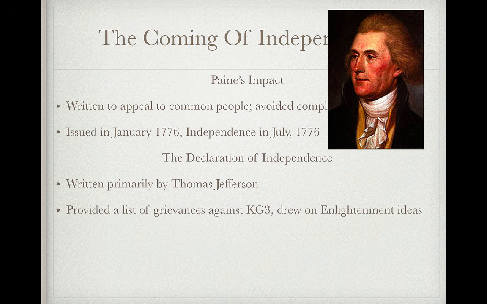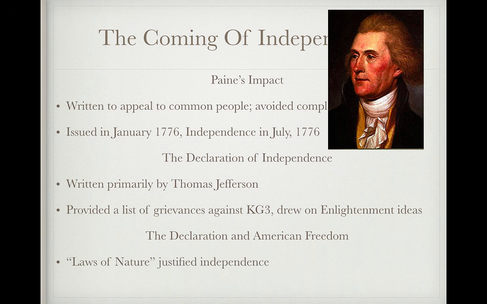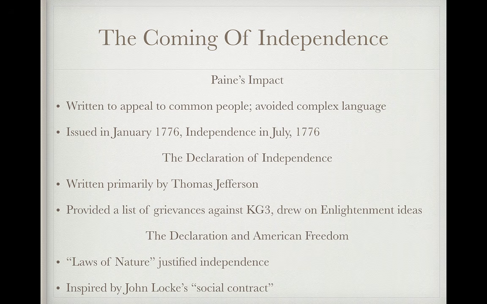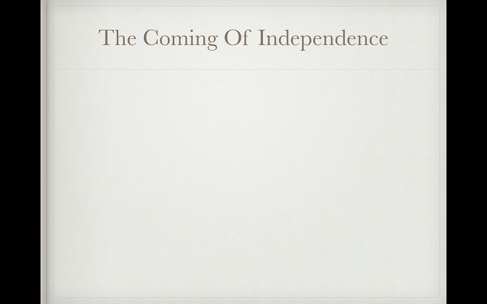Now, what this did was it provided a list of grievances against King George III, and it drew on a lot of Enlightenment ideas, like natural rights, John Locke's life, liberty, and property. He changed to life, liberty, and, you know it, the pursuit of happiness. So laws of nature, he argued, justified independence, and there was even some inspiration from John Locke's social contract that rulers have responsibility to the ruled.